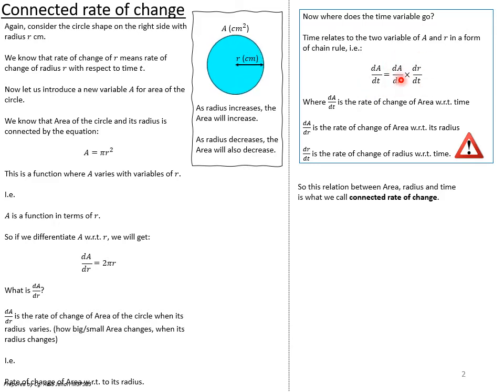dA over dr, the rate of change of area with respect to radius. As radius grows, area grows. As radius decreases, area decreases. Multiply by the rate of change of radius with respect to time. As time goes, radius gets bigger. This is the chain rule. This is our connected rate of change. This is very important to understand so you can do the maths part of this section. This relationship between area, radius and time is what we call connected rate of change.